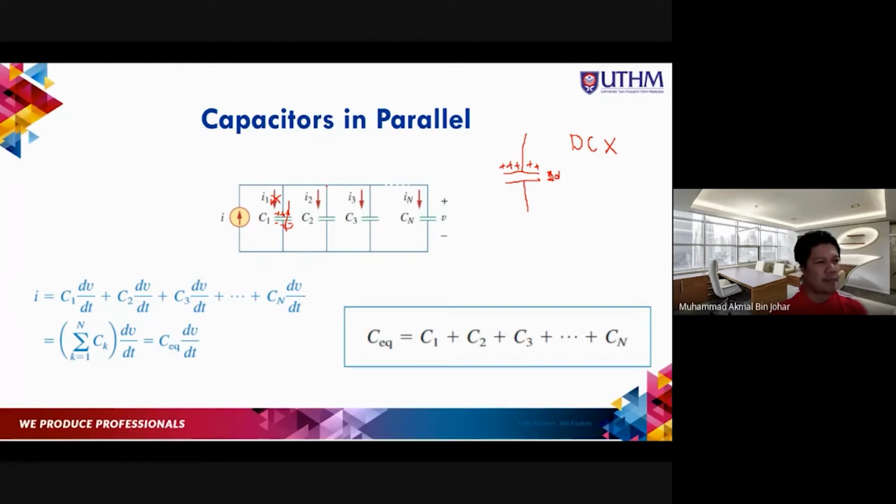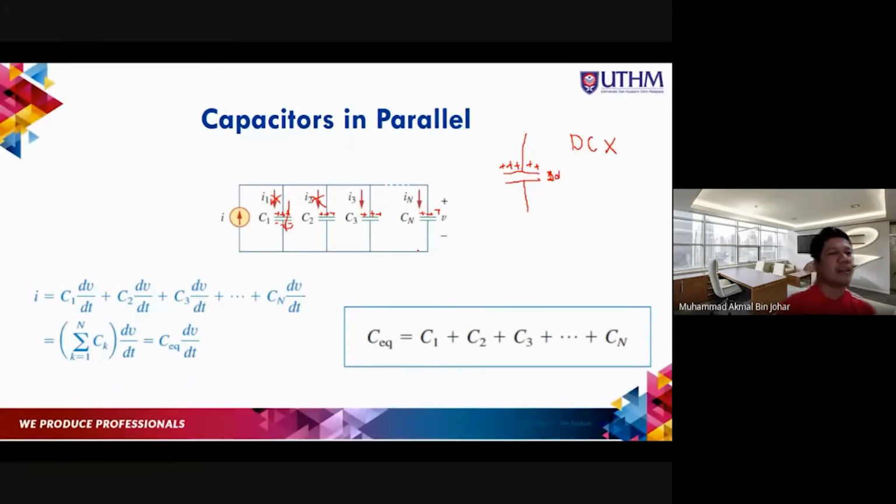Arus yang sama juga akan masuk pada I2 untuk mengecas C2. Penuh je charge tu, dia dah tak boleh tampung ataupun dia dah sampai maksimum of the capacitance value, I2 akan stop. Tak ada aliran lagi. Dan charge akan terus kekal di situ. Sama juga dengan I3. Apa yang berlaku hanyalah arus akan cuba mengalir di situ. Dan arus juga akan cuba mengalir sehinggalah ke IN.